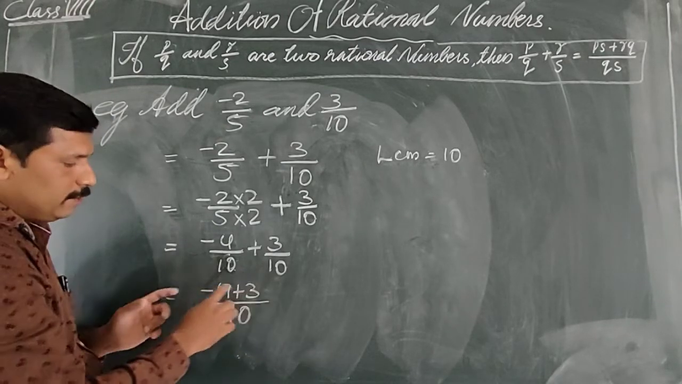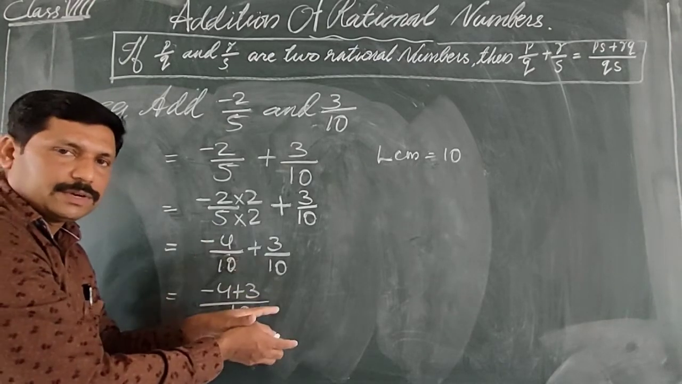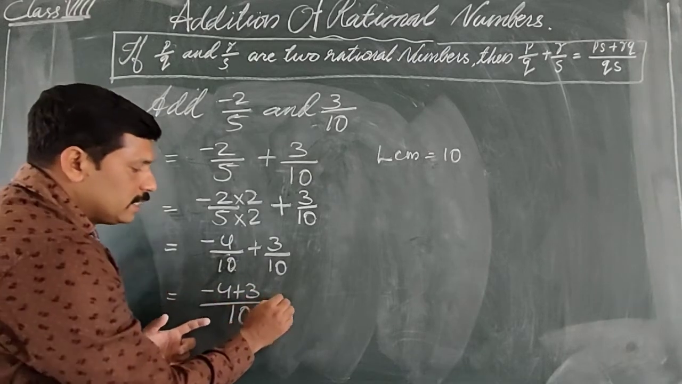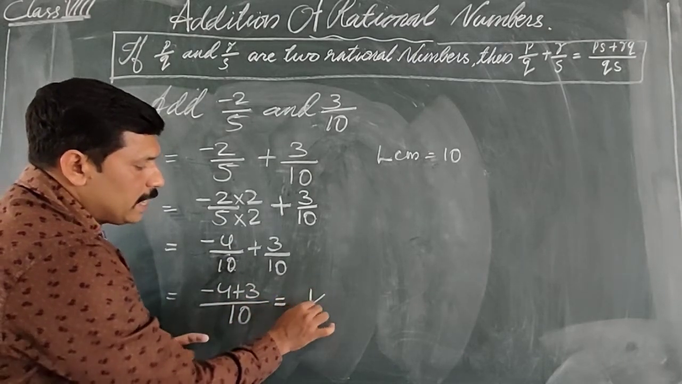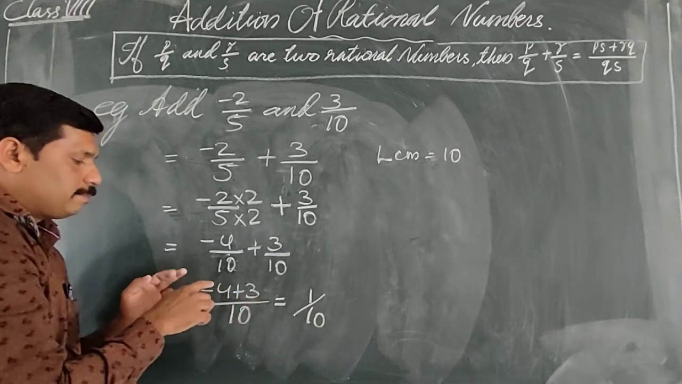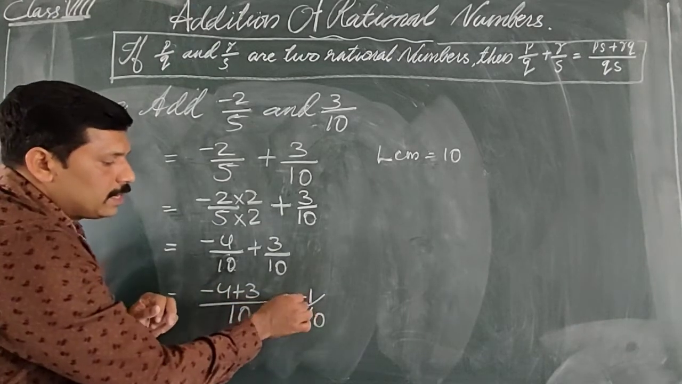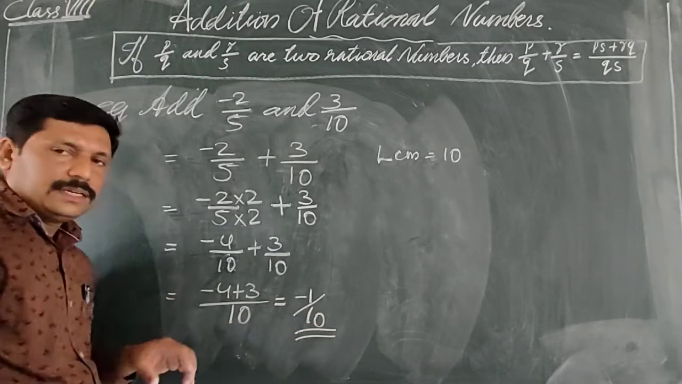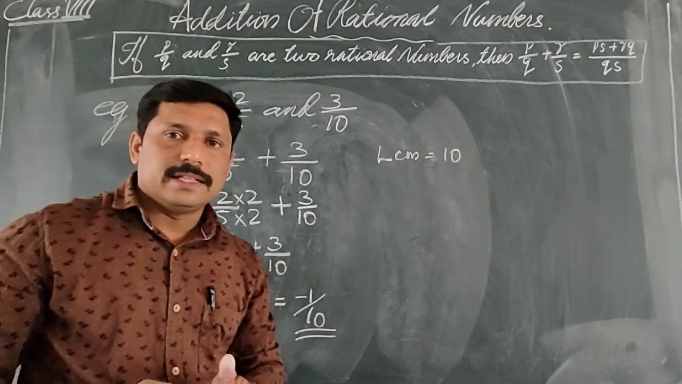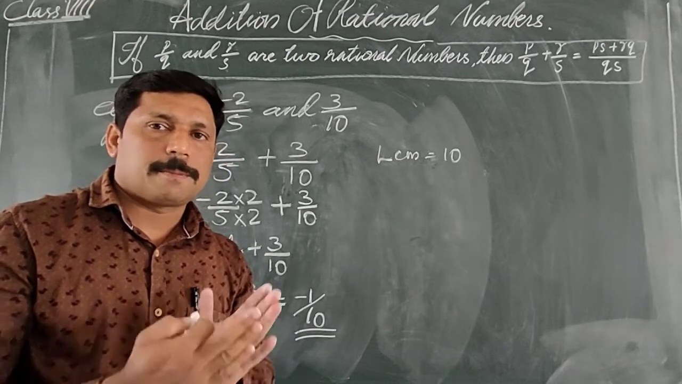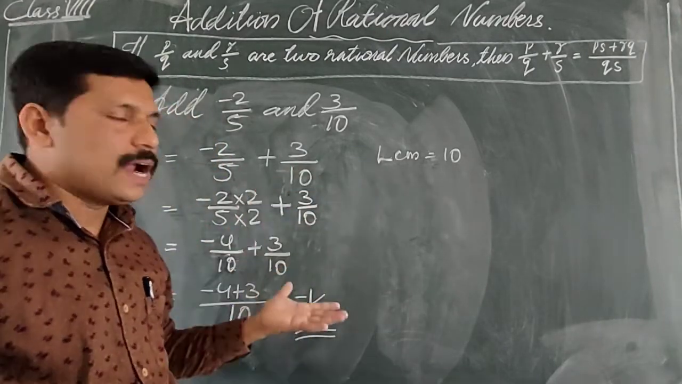Negative 4 and 3. Here one is a negative number, the other is a positive number. So we have to subtract. Therefore, it will be 1 upon 10. And the absolute value of 4 is greater. Its symbol is negative. Therefore, we put a negative symbol in the answer. I think students, you cleared this sum. So, that is how to add rational numbers.